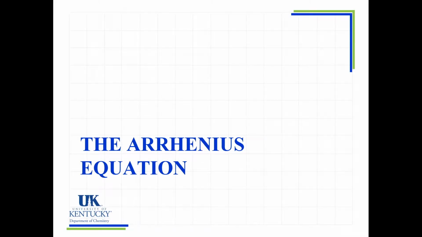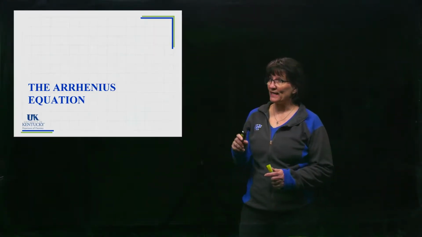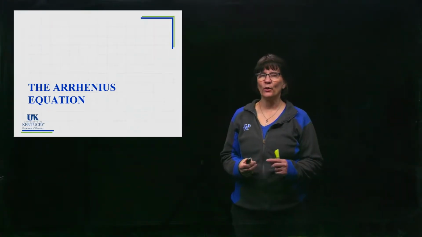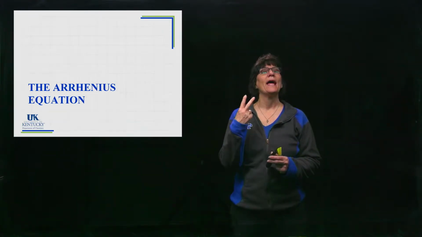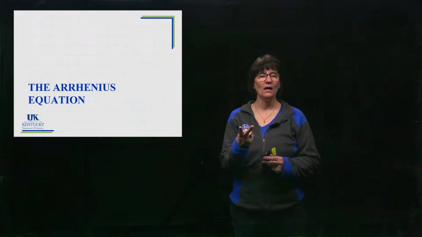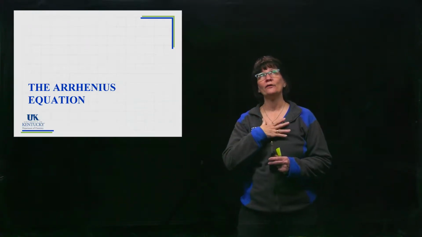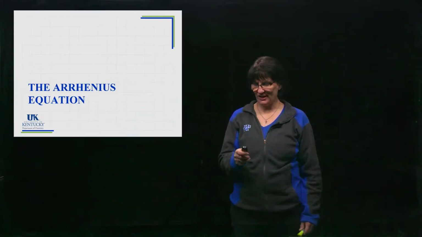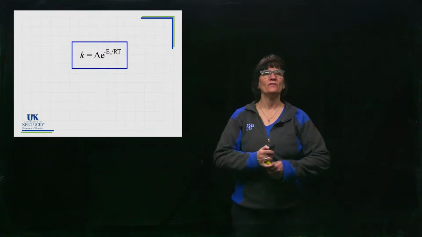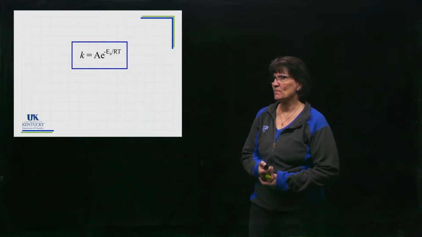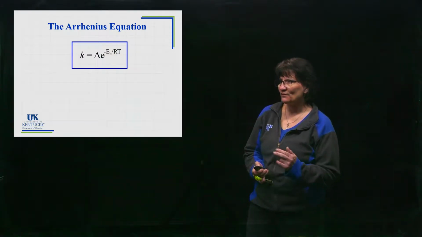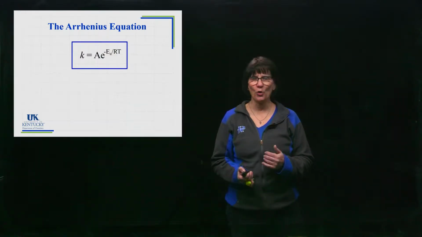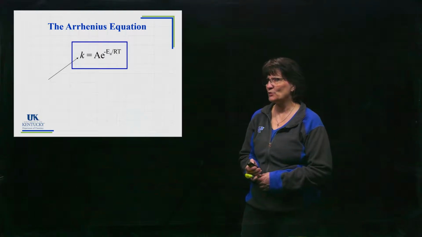Now, we're ready to look at another mathematical relationship, and that is the Arrhenius Equation. The Arrhenius Equation is going to help tie together mathematically temperature and the rate constant K, as well as the activation energy. Okay? This is the Arrhenius Equation. K is the rate constant, of course, okay? And we have the activation energy in there, we have R, we have temperature. So let's talk about each one of these.